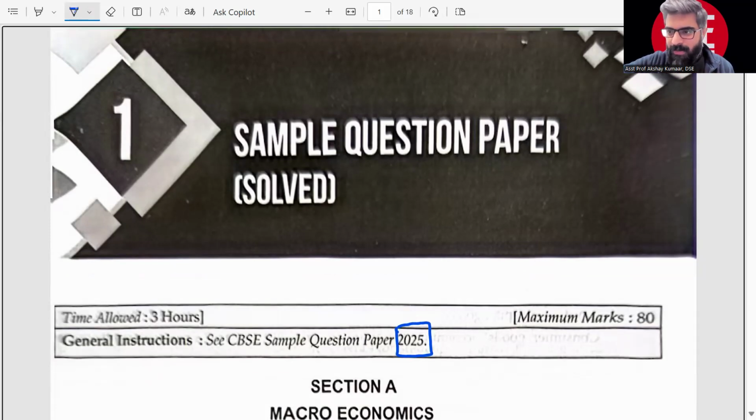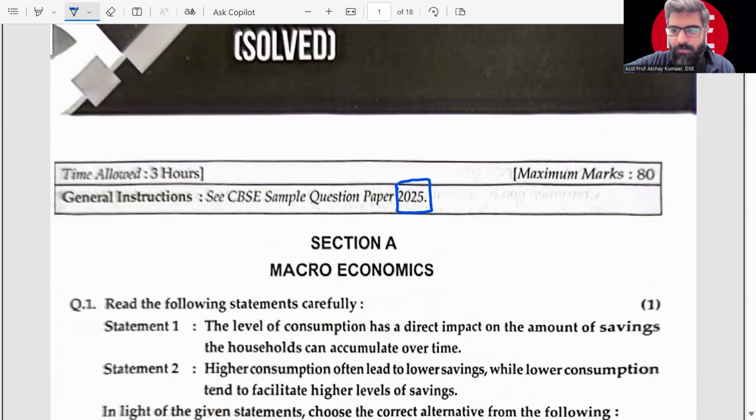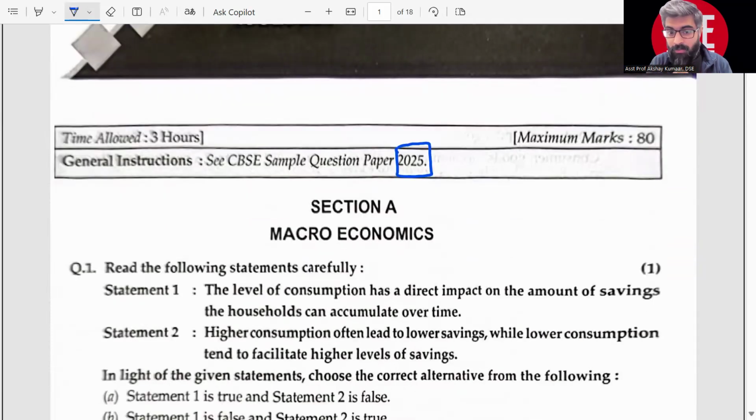And if all my students can recall, in the previous lectures, I had started the discussion of section A, which primarily contains all the questions from the macroeconomics module. Remember, students preparing for the 2025 CBSE board exams, the Class 12th economics course majorly has two modules: one is macroeconomics and one is Indian economy. Currently, I am focusing on section A, which contains questions from the macroeconomics module.